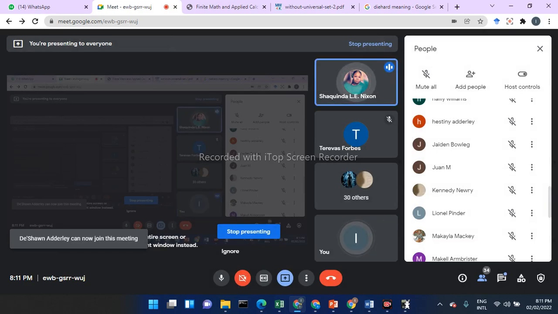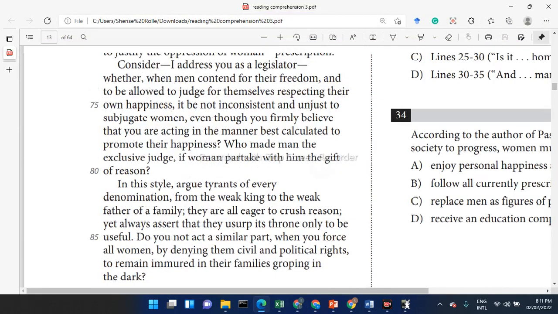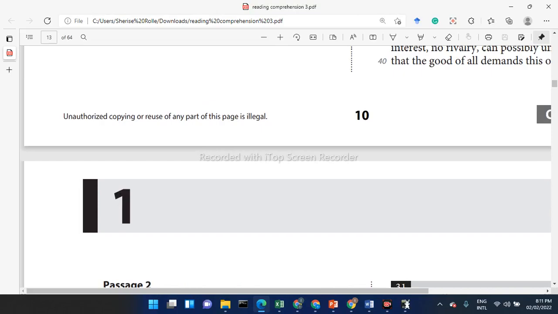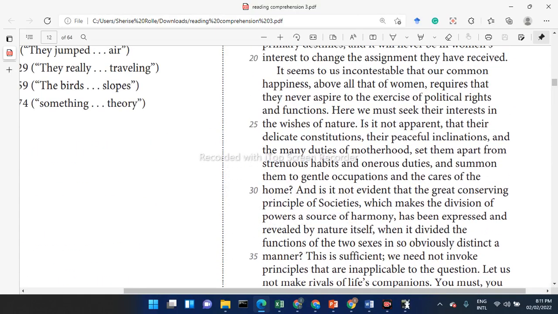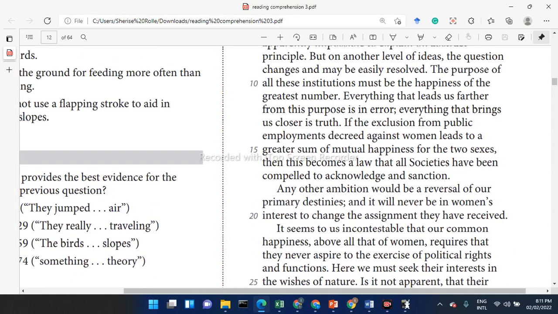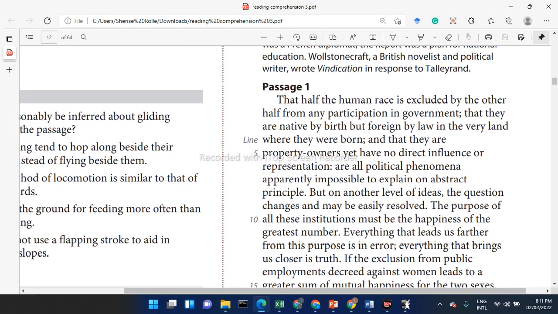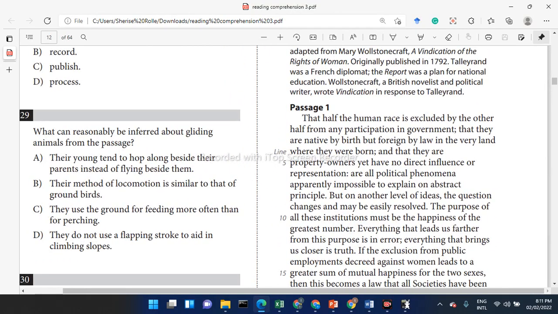All right, so let's start with the passage I read. What was my passage basically saying? What was it defending? Which side? The women's side. The women's right to vote. The one that I read. Anyone?